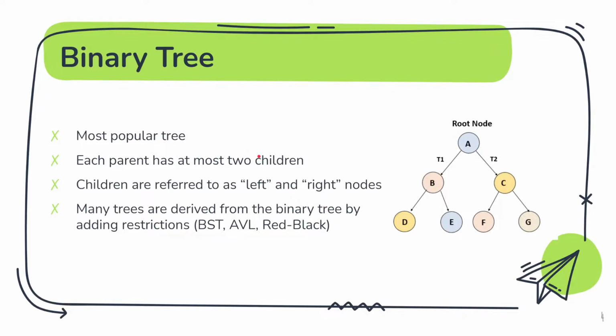It follows the parent-child hierarchy as I mentioned earlier, but a parent can have at most 2 children, as you can see here. You can see that there aren't many restrictions on the binary tree other than the fact that each parent can have at most 2 children, which is why the trees that are derived from it simply have more restrictions that make it specialized.